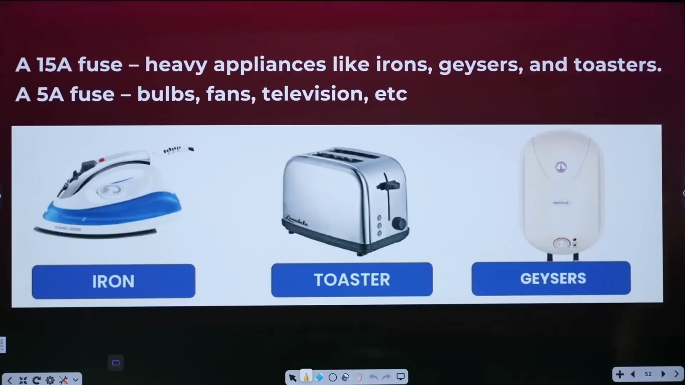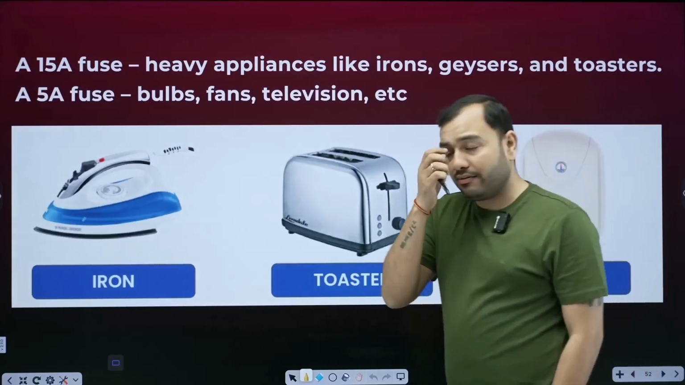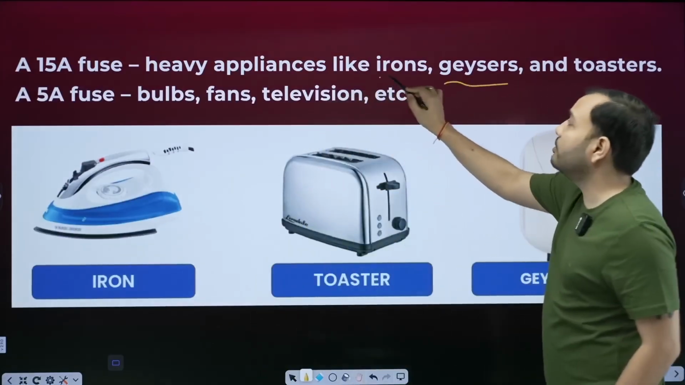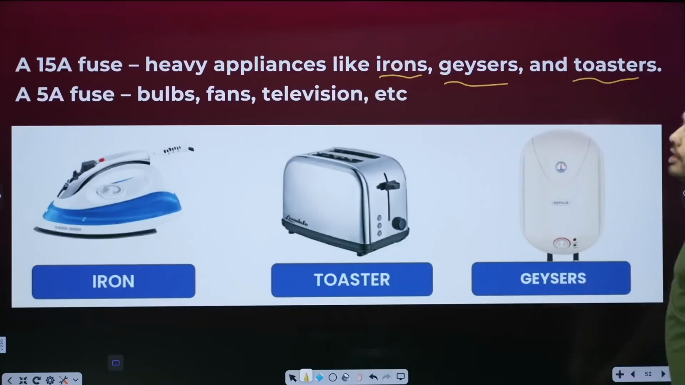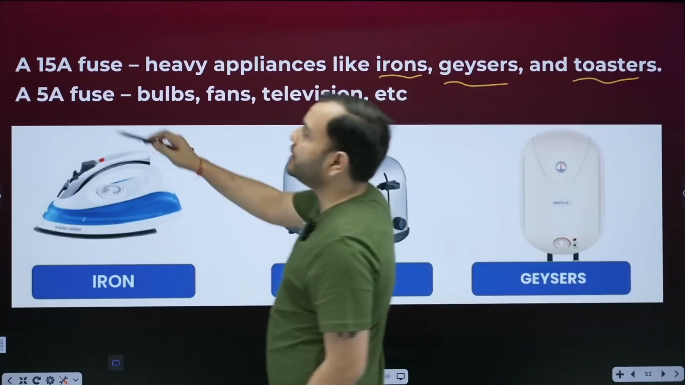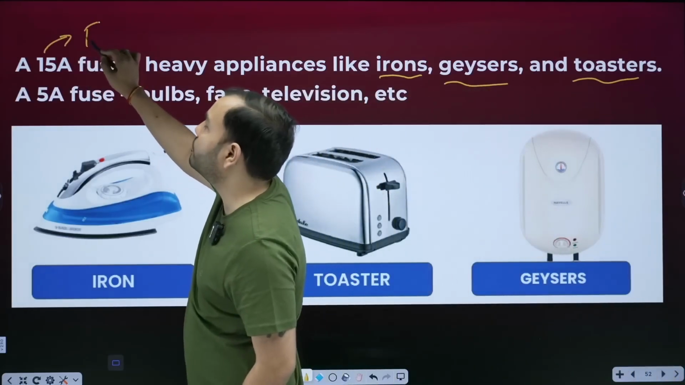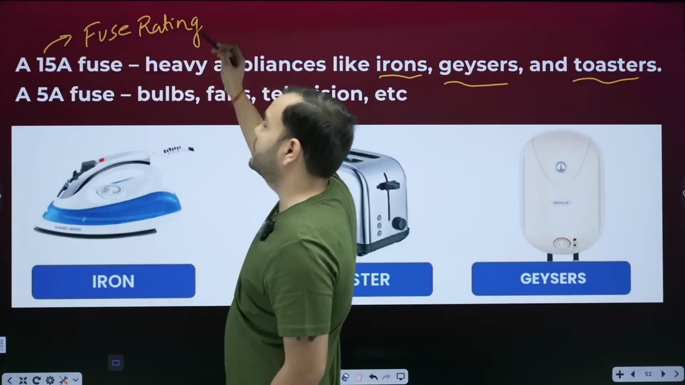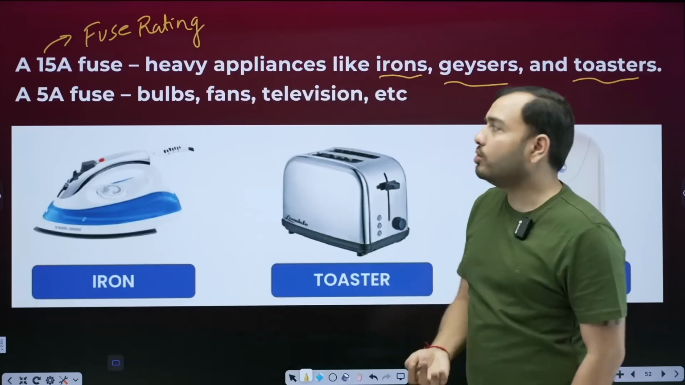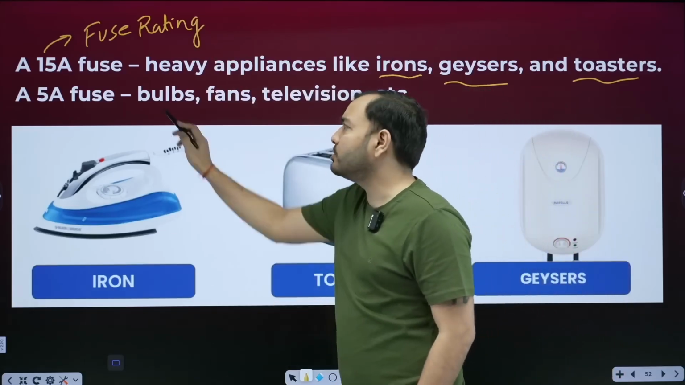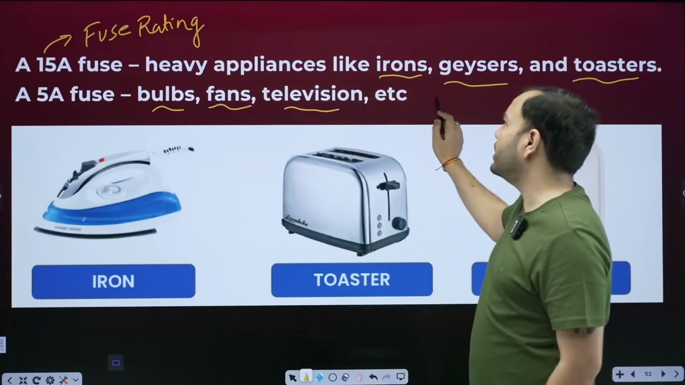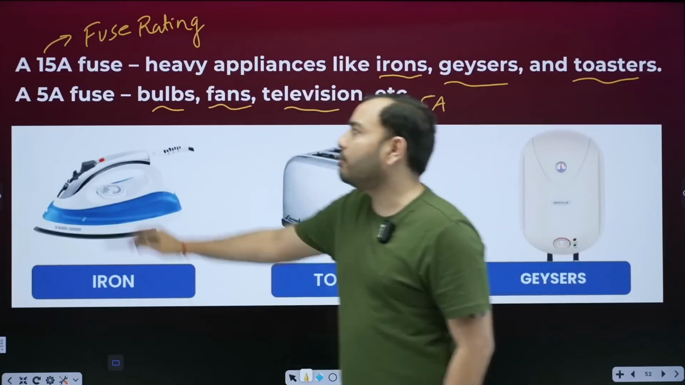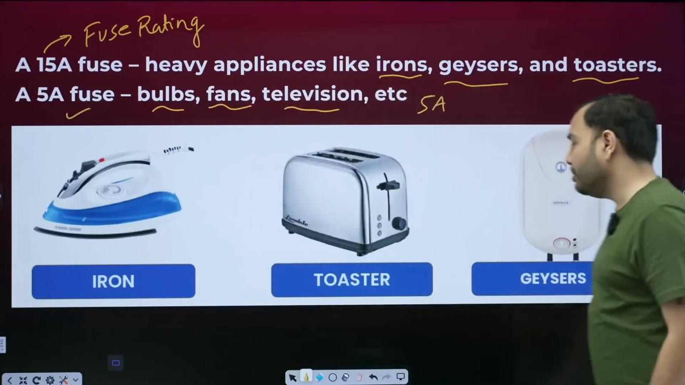Clear? Come on. Now you have some high rated devices at home. They are heavy devices such as geyser, iron, toaster. The fuse is installed and its fuse rating is a bit heavy. It has a 15 ampere fuse rating, meaning it will allow at most this much current to pass. There are many devices with low power rating, such as bulb, fan, TV. All this work is done in 5 ampere. So the fuse installed there is 5 ampere, meaning don't give current above 5 ampere.